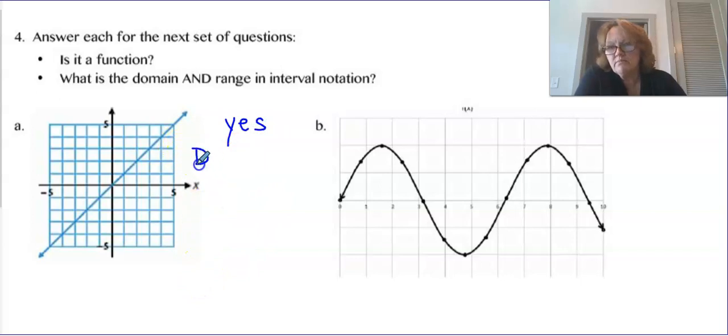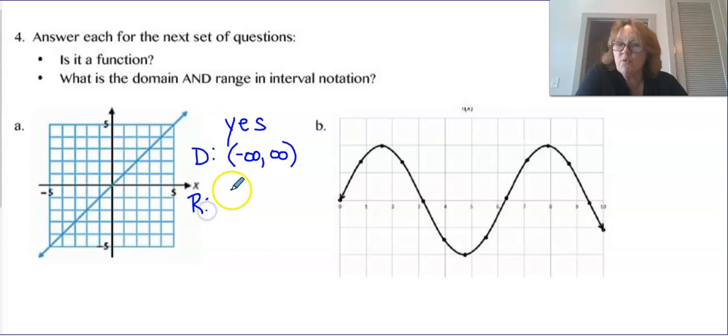The domain, this is the parent function for a linear function. The domain is all real numbers. What I would like for you to do, though, is interval notation, negative infinity to positive infinity. All real numbers also works, but it asks for interval notation. So range, same thing, because all the x values are represented, all the y values are represented.